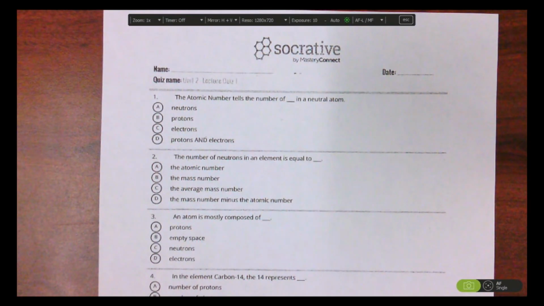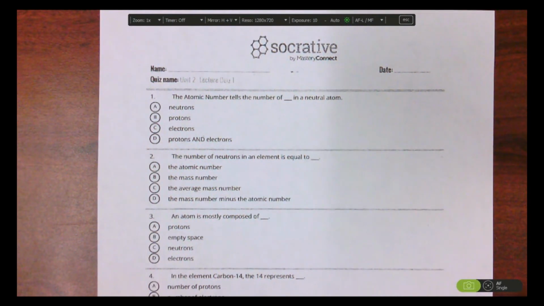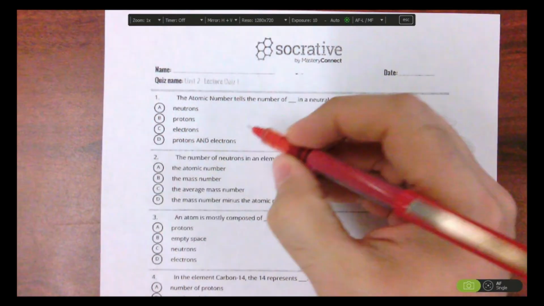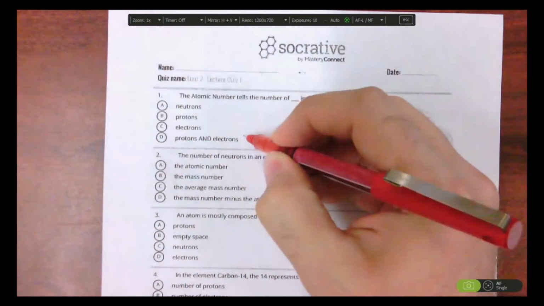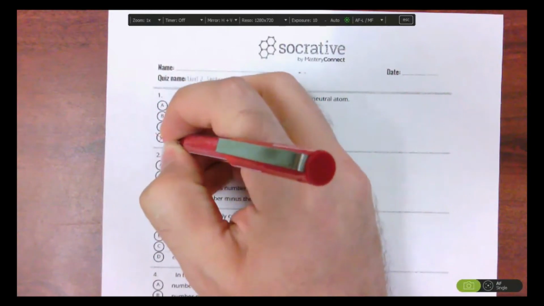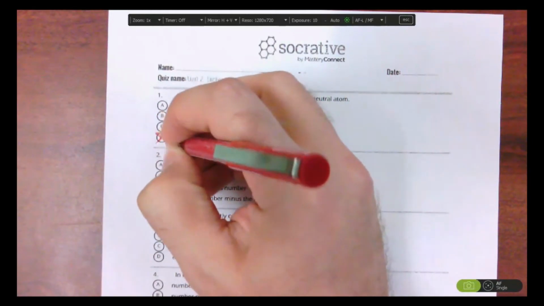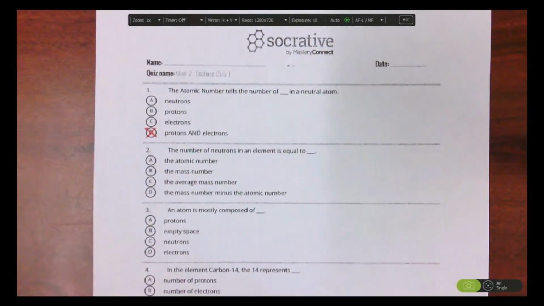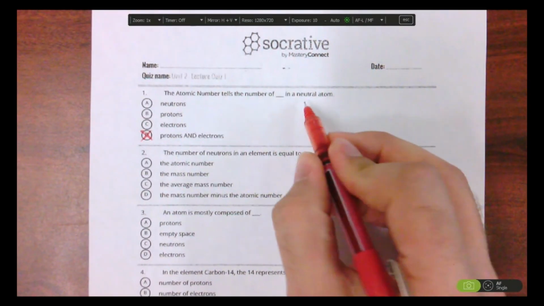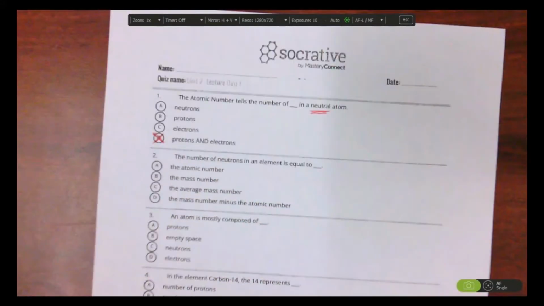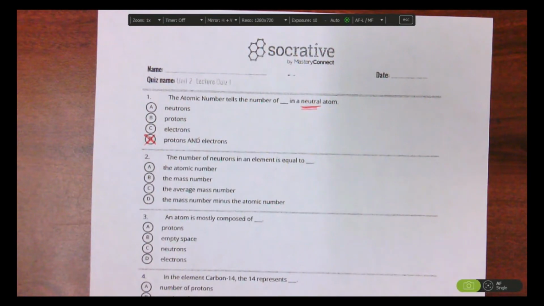The atomic number tells you the number of blank in a neutral atom. Protons. It does tell you protons, and electrons, but it did say neutral, so therefore it's protons and neutrons. Some of y'all jumped ahead there. Do you realize it does say neutral? Remember the lithium atom we talked about earlier? They had the same number of protons and electrons.